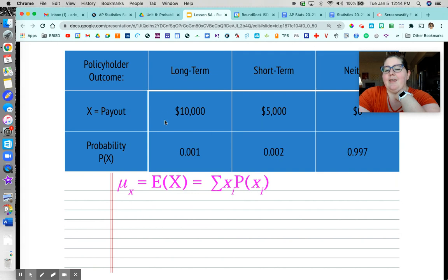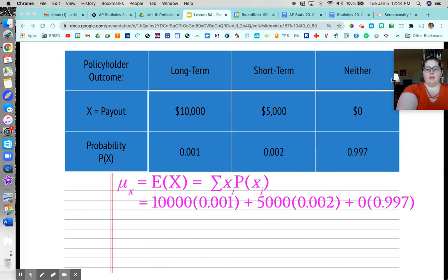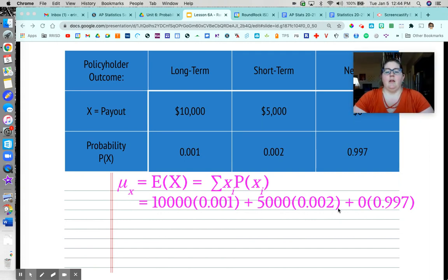I'm going to multiply the X, so the number, times the P of X, the probability. I'm going to do that for each option in my table, and then I'm going to add them all together. So the summation of each x times each p of x. So in this case, that would look like this. So 10,000 times 0.001 plus 5,000 times 0.002 plus 0 was our last option numerically, times 0.997. I do a little math, pull out my calculator, and that comes out to 20.